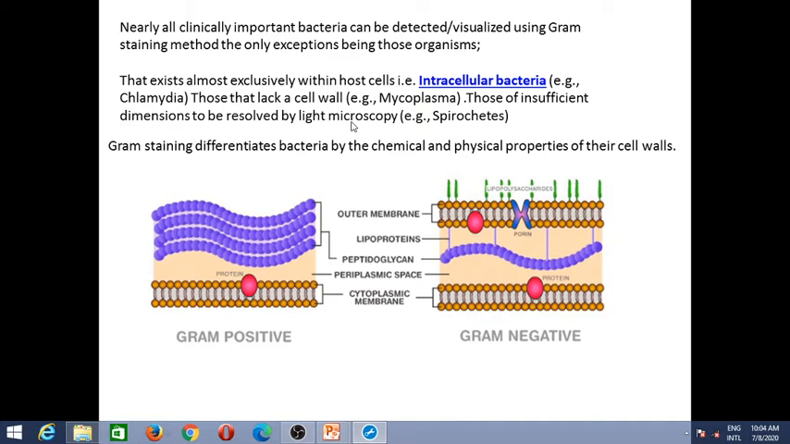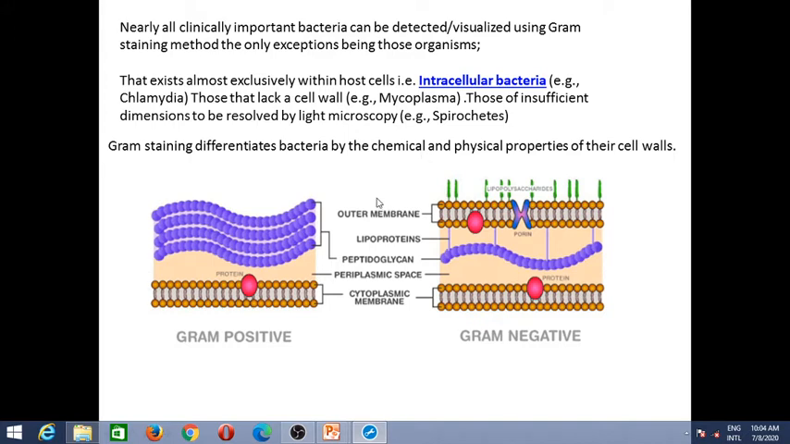So these are the exceptions, but yet most of the bacteria we can observe, and it makes for a very easy procedure to identify microorganisms. When you are going to identify an unknown bacteria, the first step is the gram staining. Gram staining differentiates bacteria by the chemical and physical properties of their cell wall.